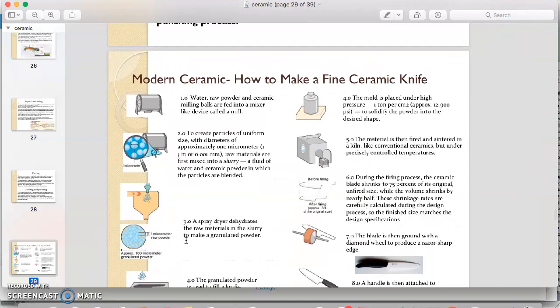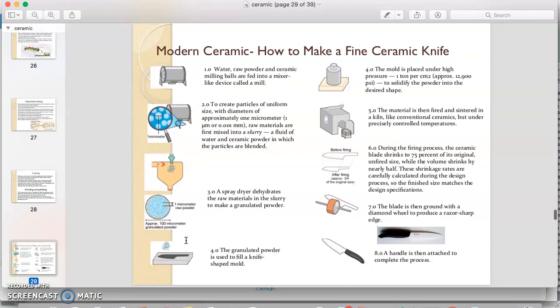Okay, the next slide shows the production process of a ceramic knife. This is a case study that explains how to produce the ceramic knife. I hope you go through these notes and try to understand how they produce the ceramic knife. The process is still the same: compaction, then drying, and also the firing process.